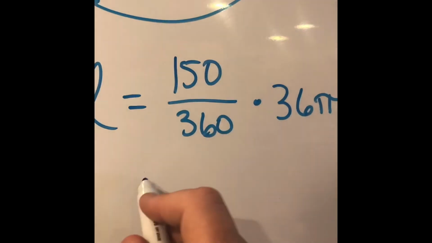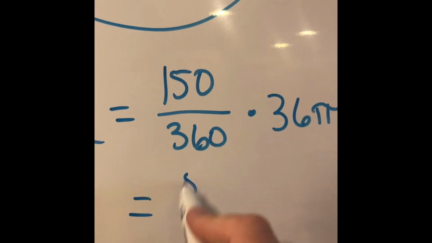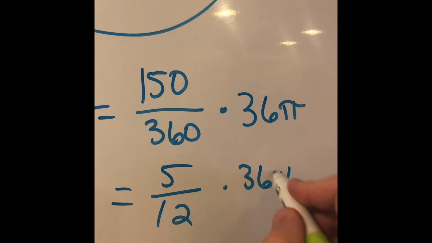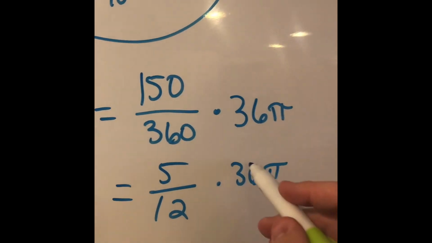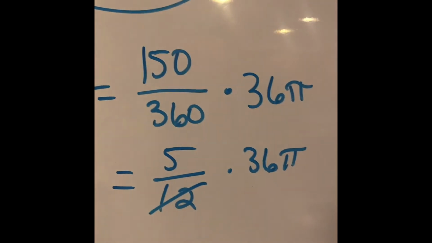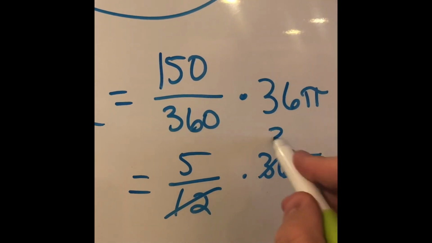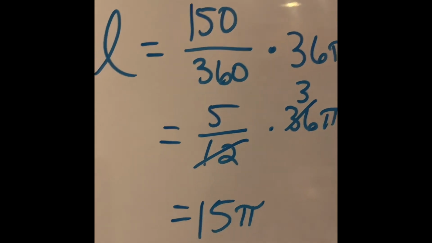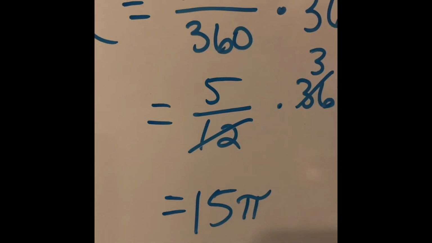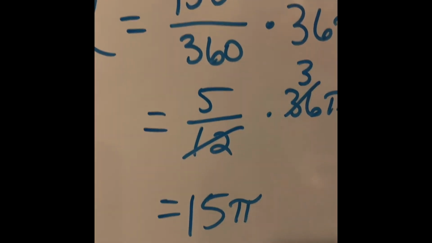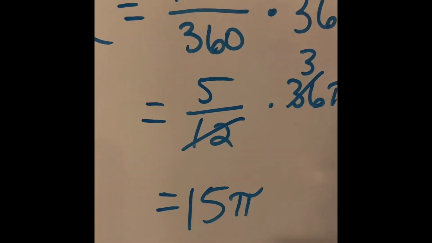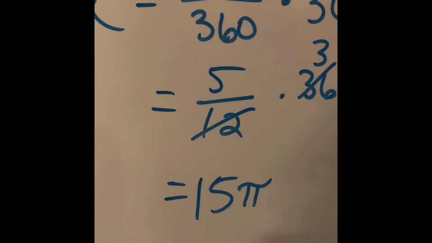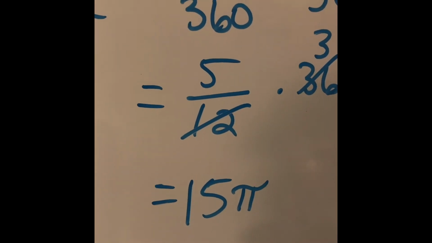So next, I'm just going to look to reduce these. This reduces to 5 over 12 times 36 pi. So what else do I notice? Well, 36 and 12 can cancel. 12 goes away, 36 becomes 3, and my arc length is 15 pi. And again, you can change that and make it into a decimal, or you can just leave it exactly right where it is. Exact answer. That's what I usually do, just because I'm lazy and don't want to have to do it on the calculator, okay?